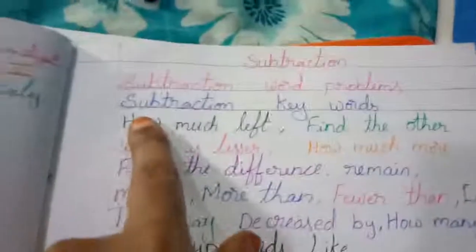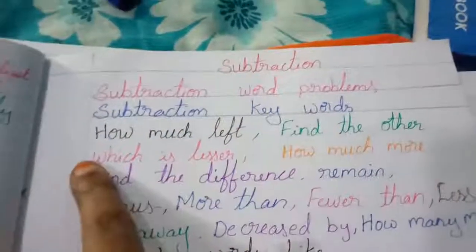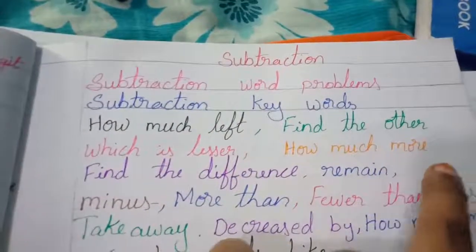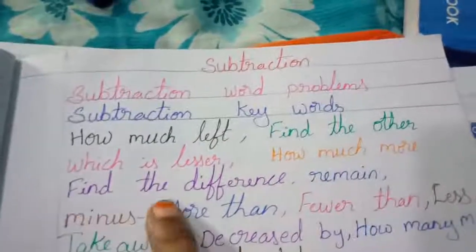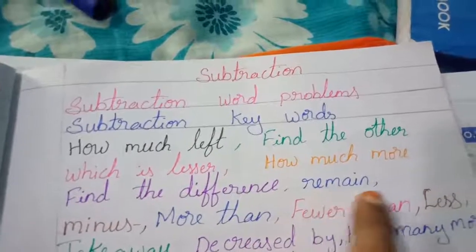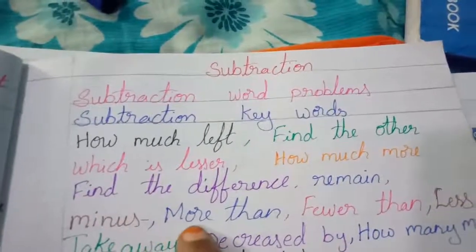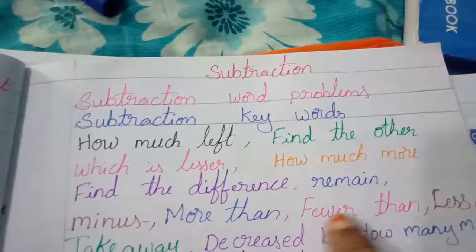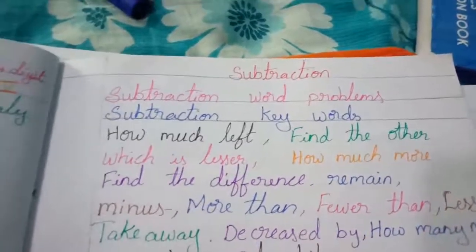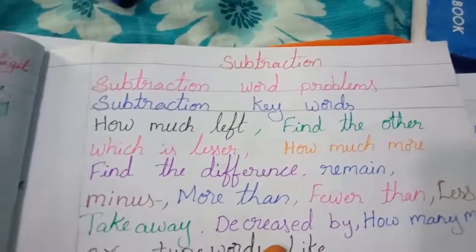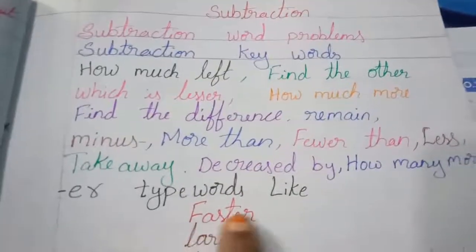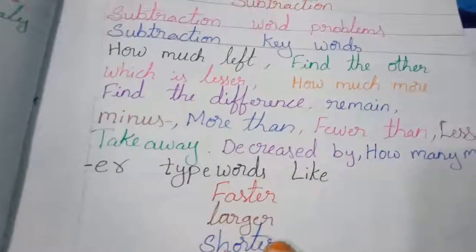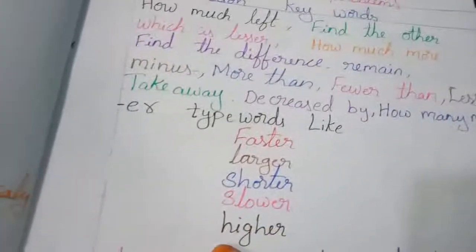See, again I will read subtraction keywords. How much left? Find the other. Which is lesser? How much more? Find the difference. Remain. Minus. More than. Fewer than. Less. Take away. Decreased by. How many more? ER type words like faster, larger, shorter, slower, higher.